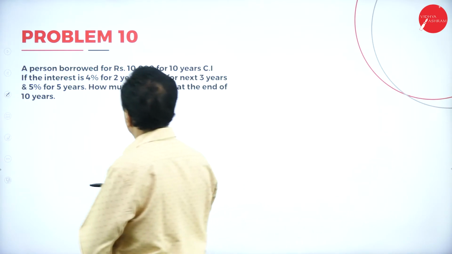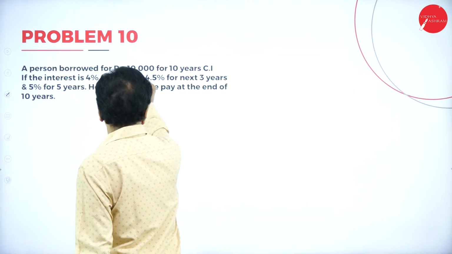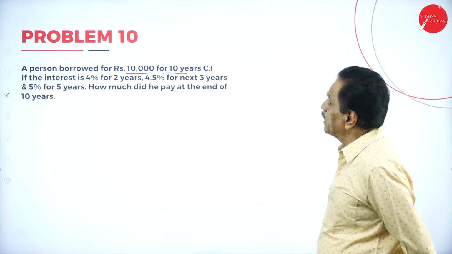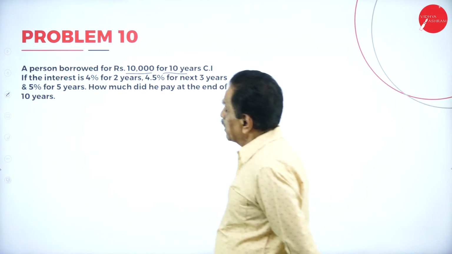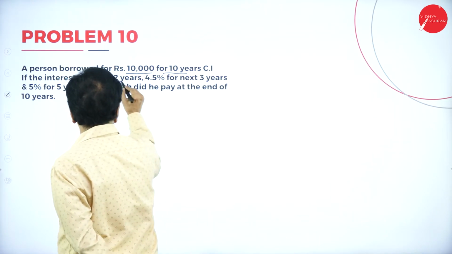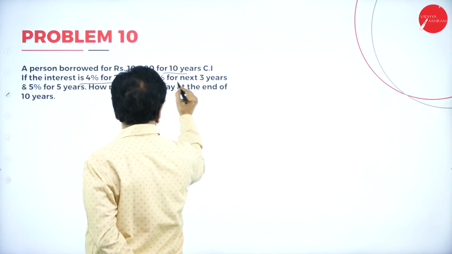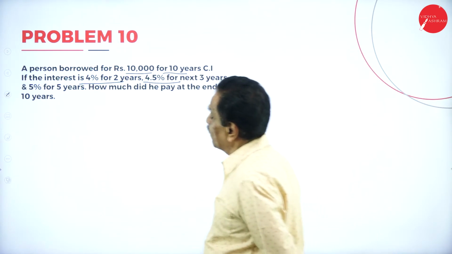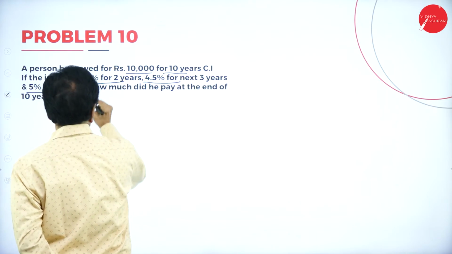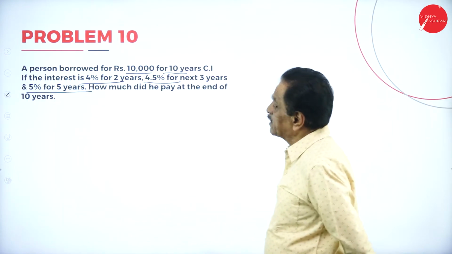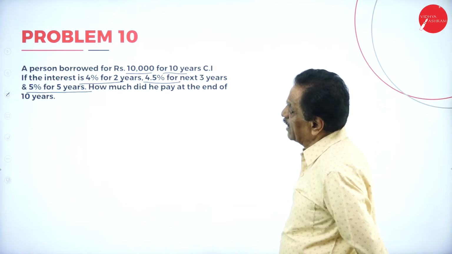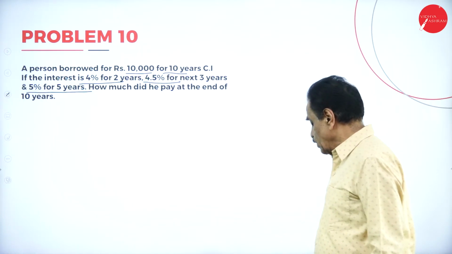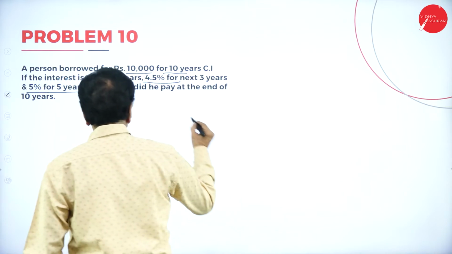A person borrowed rupees 10,000 for 10 years at compound interest. If the interest rate is 4% for 2 years, 4.5% for the next 3 years, and 5% for 5 years, how much did he pay at the end of the 10 years? So how much invested? 10,000.